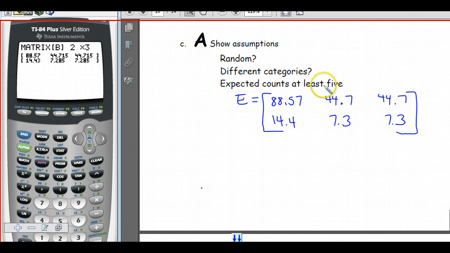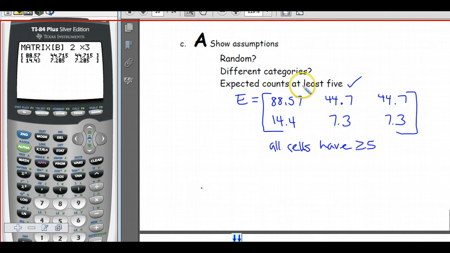Okay, expected counts at least 5, and I can see all the cells have greater than or equal to 5. So this is checked off as well. But I want to see these counts. It also shows me that you ran the test correctly because I can see those as well, and all the cells have at least 5. So that's how we check that.